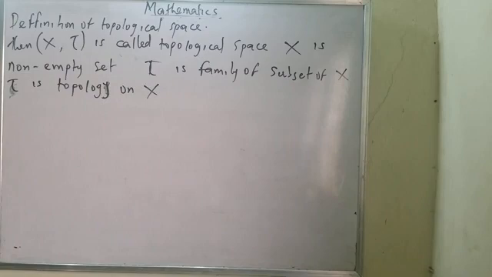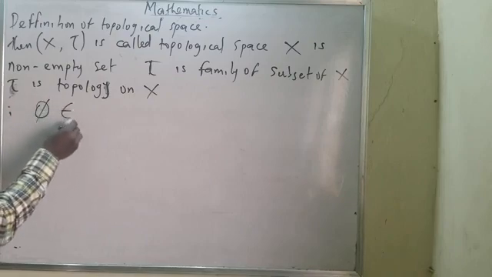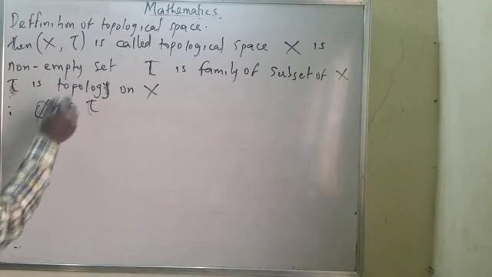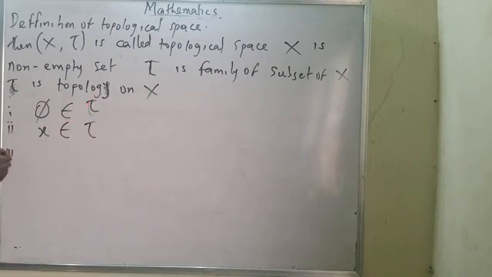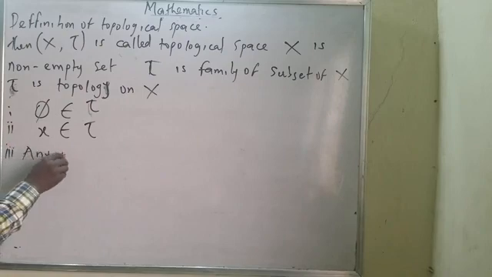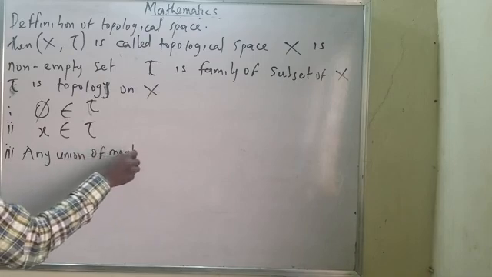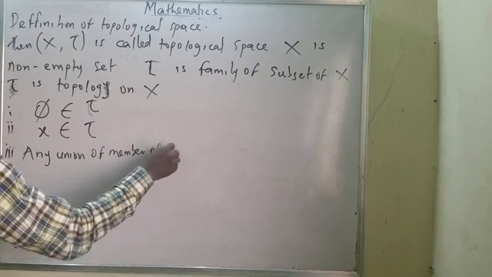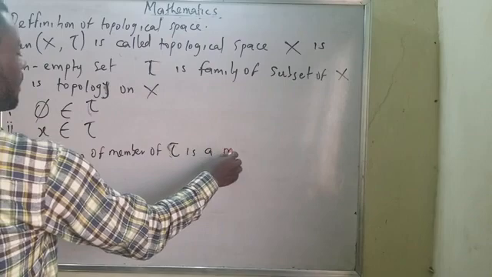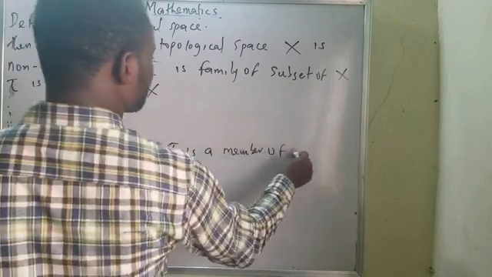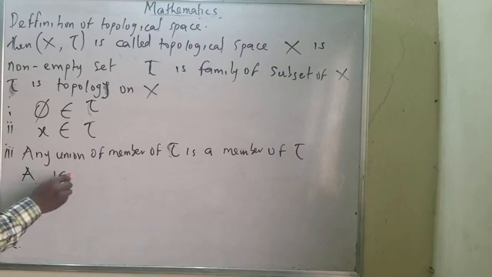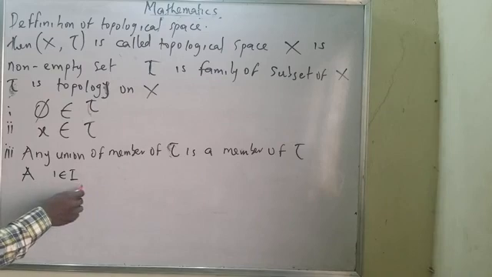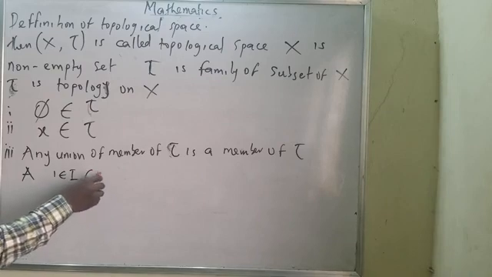Now, the conditions. Look at condition number one. The empty set belongs to what? Tau. Take note of that. Number two, X belongs to tau. Number three, any union of members of tau is a member of tau also. Now, what I'm trying to say is that i belongs to the index set, and the subsets of T, which is tau.